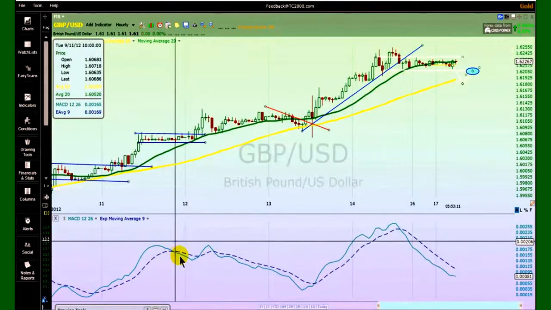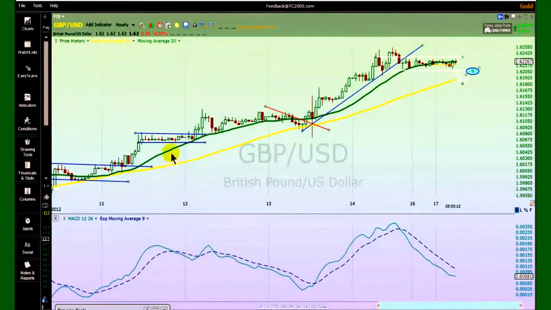MACD below its signal line, but the price was still above the simple moving average 20. This is a beautiful signal, because MACD below its signal line is pretending that the price should go below the simple moving average 20, but the price did not. You see now, the price, the number one indicator, did not confirm the warning. Price remained here, boom. In fact, we have a higher low here.